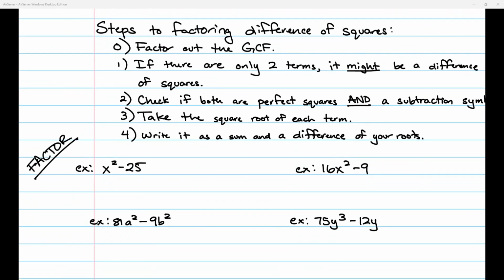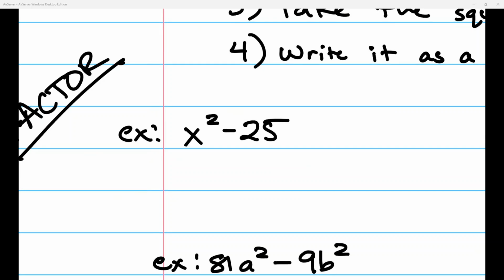So let's go. Step 0. Does this have a GCF? I see that it has two terms. Does it have a GCF? The answer is no. Okay, step 0 is done. Now I'm going to check. All right, there's two terms here, and you can factor it by making an x. We're not going to do that. We're going to use a shortcut.